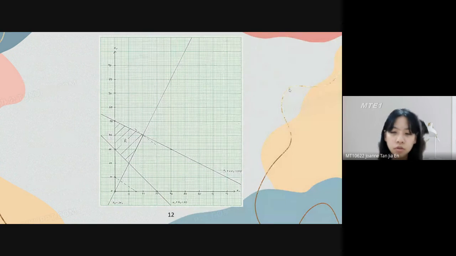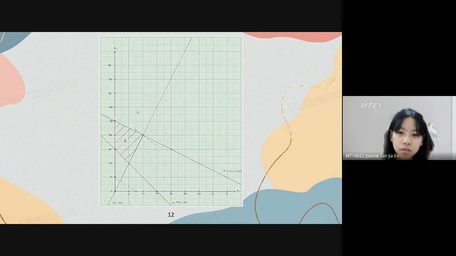Here is a graph that shows the region that defines all solution space of the model. This line shows the third constraint, which is S1 plus 2S2 equal to 100. This line shows the first constraint, which is S1 plus S2 equal to 30. This line shows the second constraint, which is S2 equal to 2S1. For plotting the graph, the sign greater than or less than should be changed to equal to.